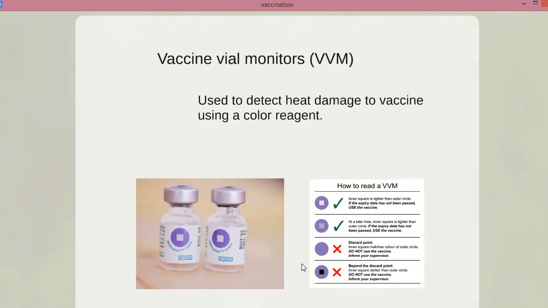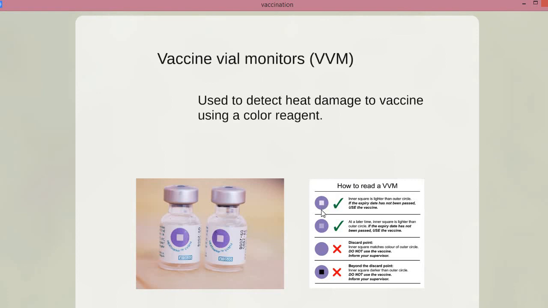And finally, vaccine vial monitors. Some information about the VVMs. These monitors are used to detect heat damage to vaccine using a color regimen. Each vaccine will have a vaccine vial monitor. A normal vaccine vial monitor has a purple color circle with a square which is light in color. So the inner square is lighter than the outside circle, and if you see this, this indicates this vaccine is properly stored and it is ready to use.